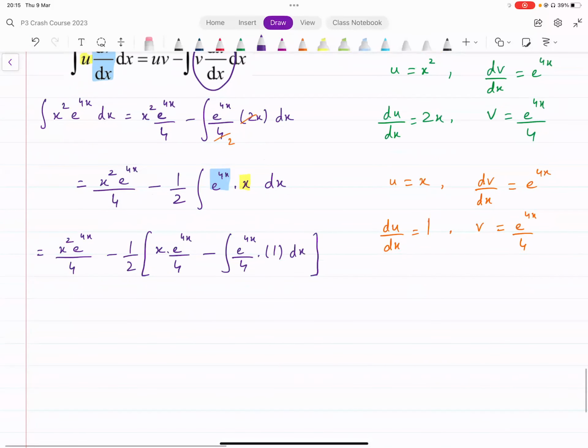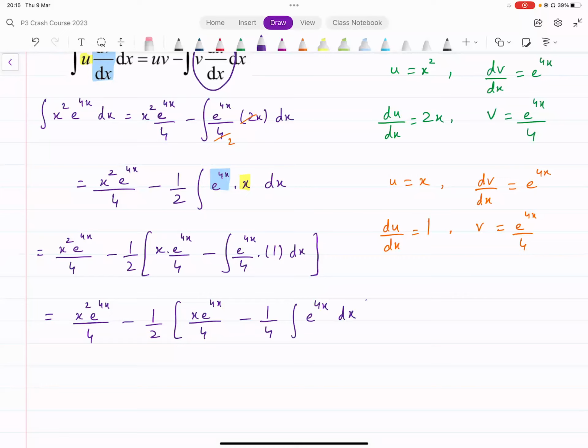All right, let's simplify this. This gives us x squared e raised to power 4x divided by 4 minus 1 over 2 into x e raised to power 4x divided by 4 minus, you could write this 4 outside if you want. This becomes minus 1 over 4, and then you have to integrate e raised to power 4x with respect to x. That's what you have to integrate. Now this is a simple integral. There's no product in this anymore.